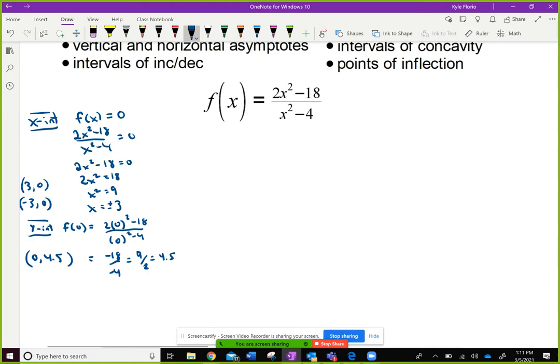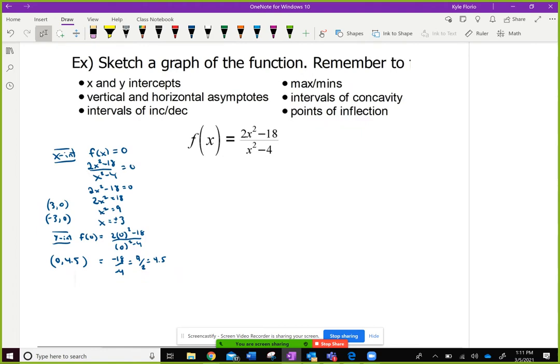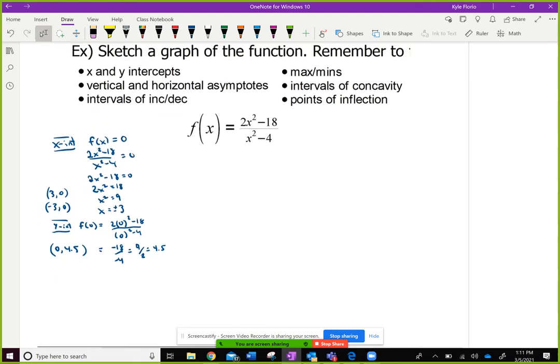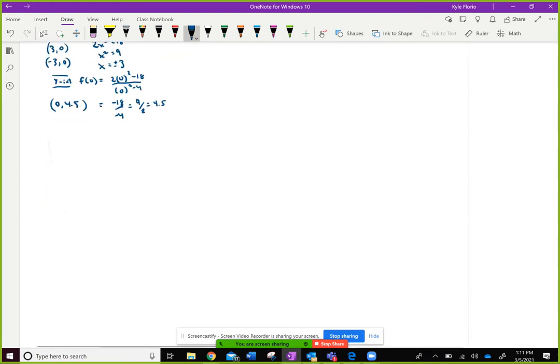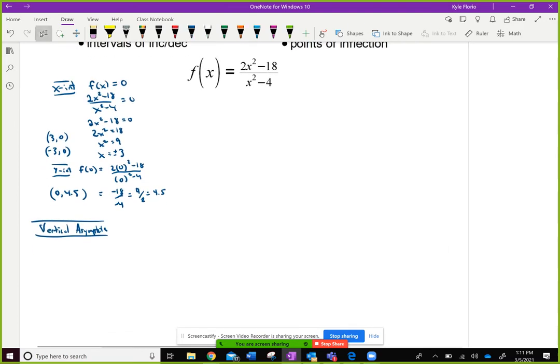All right, so what's the next thing? Let's find asymptotes, vertical and horizontal. Do we have any vertical? Let's do vertical asymptotes first. How do I find out where there's a vertical asymptote? Perfect. So it's when x squared minus 4 equals 0. So that's when x squared equals 4. So that's when x equals plus or minus 2. Ooh, we have 2 vertical asymptotes.